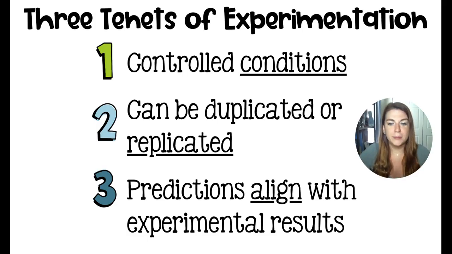Finally, number 3, predictions align with experimental results. This one is true for 99% of us. We want our results to make sense with the world around us. So really what this means is that if I predict that this pen is going to fall when I drop it, it did, that makes sense. I'm going to make a prediction and it's going to align with my experimental results.